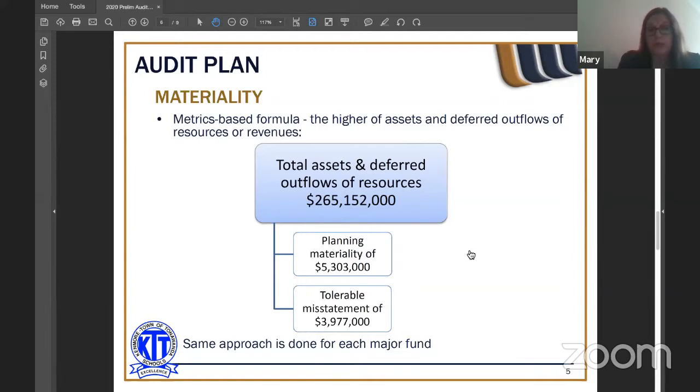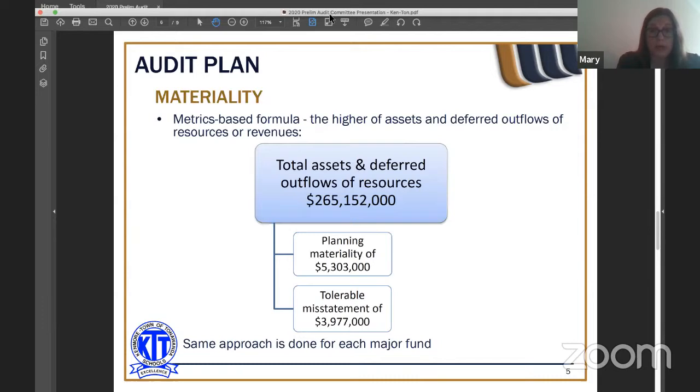And we're using this as an example. We do this for each fund. So for instance, in the general fund, we might use assets or we might use revenue, depending on which is higher. And then we start with that as our base. And then we take 2% of that number to get to our planning materiality, which helps us look at which categories we want to focus on in an audit.